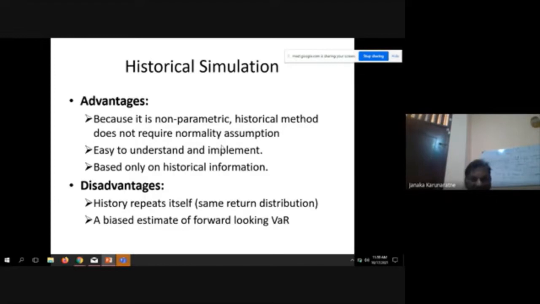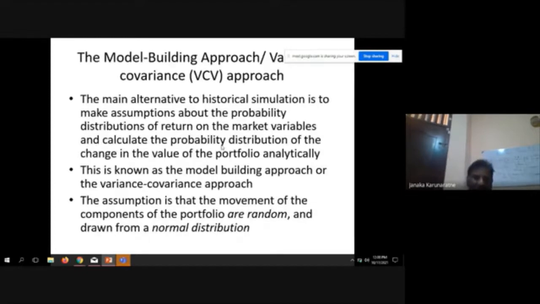The disadvantage is that, since you depend on historical data, there is no guarantee the future will be like that. It gives some comfort, but the future may be quite different. So it is a biased estimate of forward-looking VaR. Those are the disadvantages, but it is very easy and gives some comfort. All models will not be 100% successful, but it is a somewhat comfortable model. So let's move on to the variance-covariance approach.